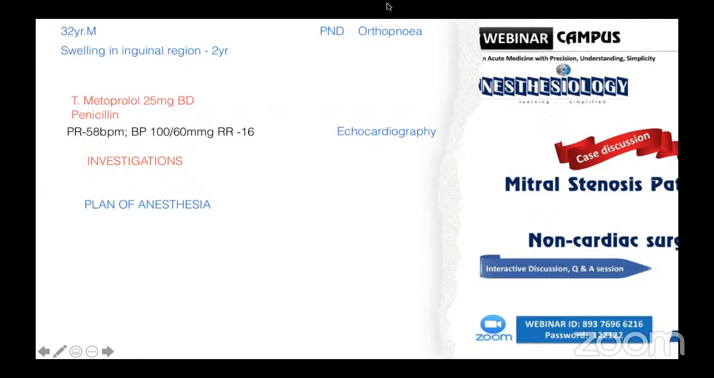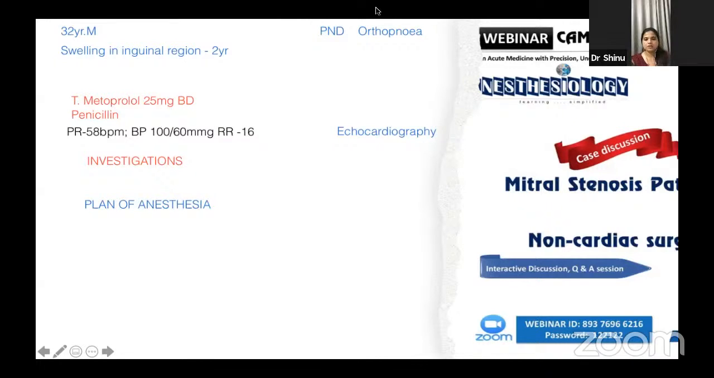Do you want to give NTG, nitroglycerin? Ma'am, we can give, but reflex tachycardia can occur. So if there is a sudden decrease in SVR, it will decrease more. In mitral stenosis, it is again harmful rather than any benefit.